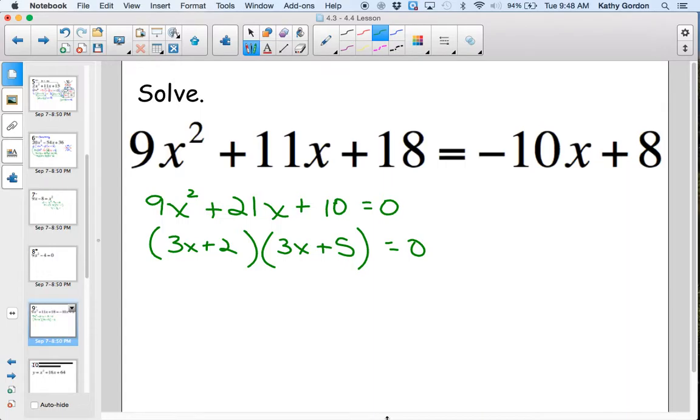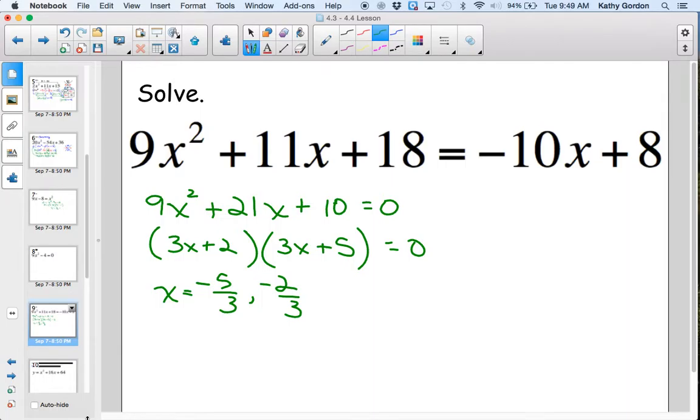Okay? So if these are our factors, then what are our actual solutions, Julian? Negative 5/3 or negative 2/3. And should we be changing any of those to decimals? No. No. If we're thirds, we're going to be repeating. These have just got to stay fractions.